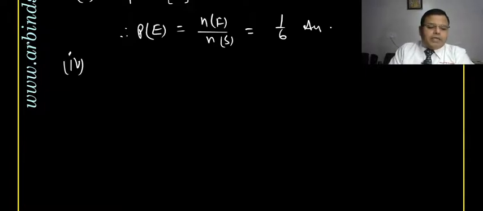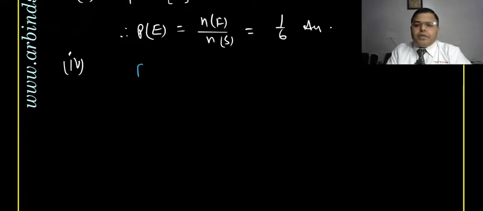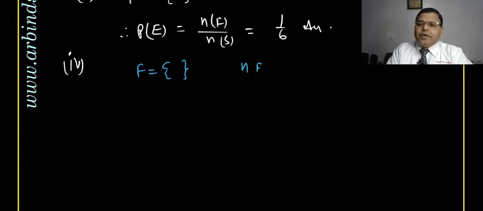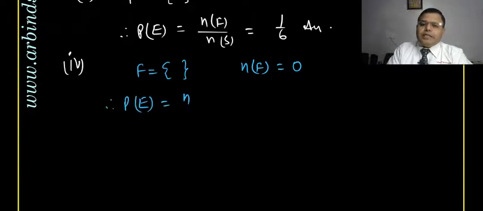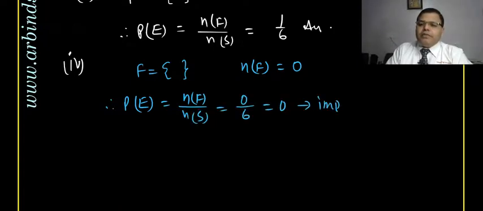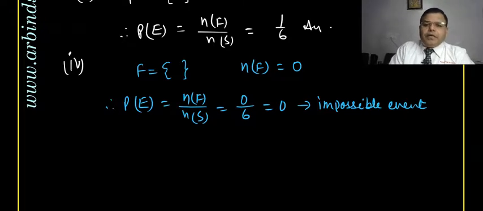Now the fourth part of the question, they are asking a number more than 6 will appear. Number more than 6, will you find any number more than 6? No. So it is an empty case. It is an impossible event. The number of favorable outcomes is zero. So as per the definition, this is NF by NS, that is 0 by 6, which is 0. This is an impossible event or null event. I hope you got it.